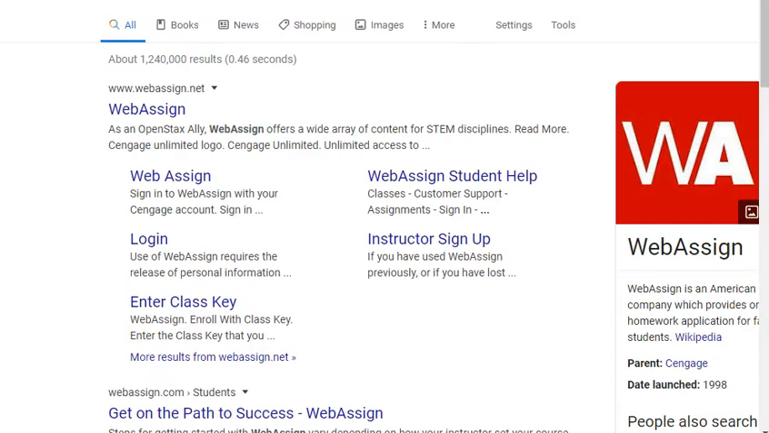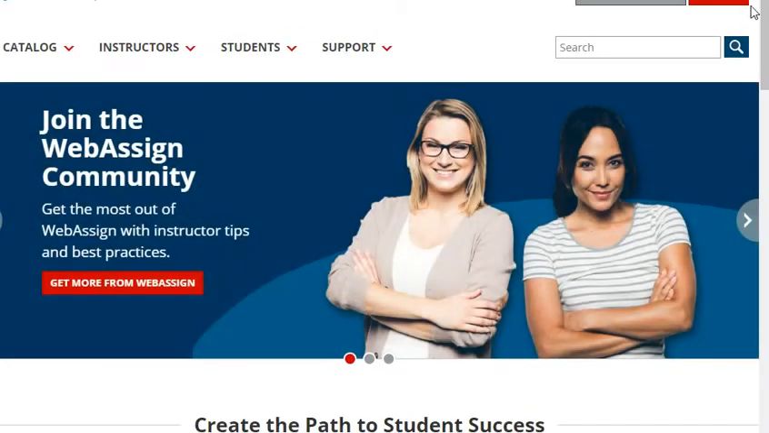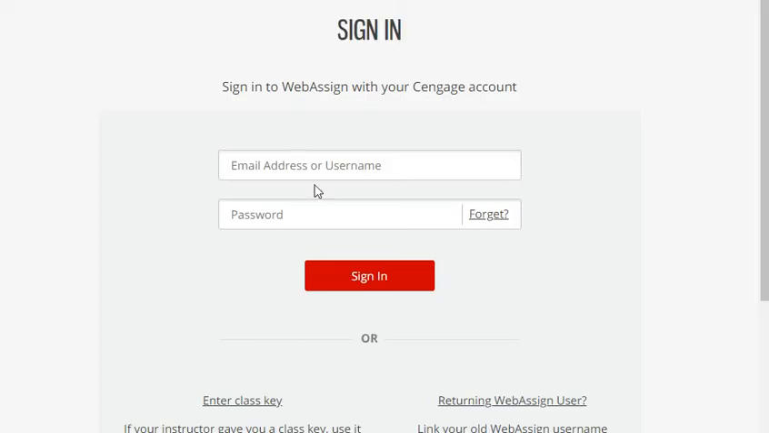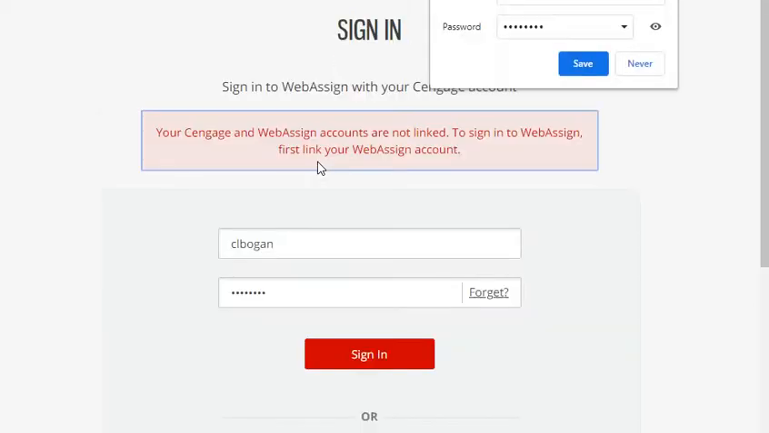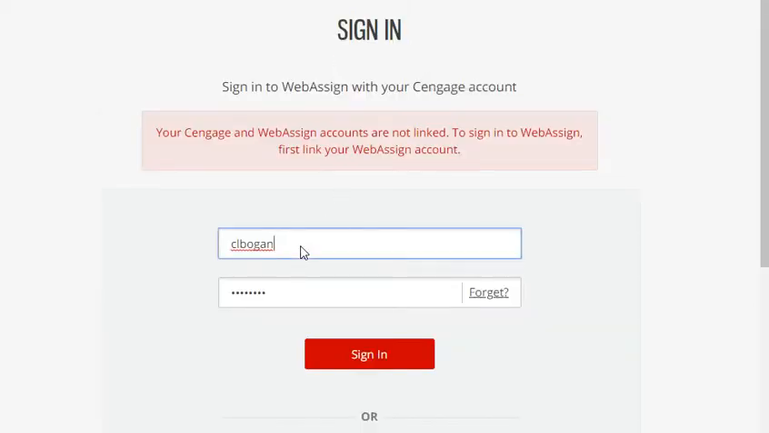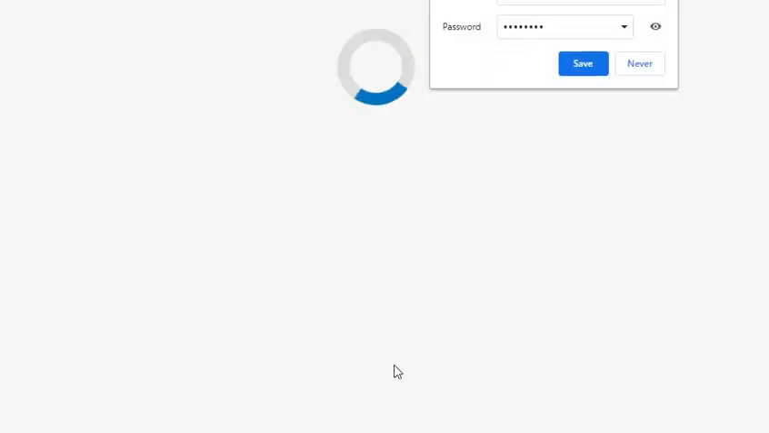We can go find. Now let's see if we remember our username. Can't remember, is it with Oakland CC or is it just straight? I think it's straight. Nope. Where's my email? Yep. Maybe not gonna remember that.